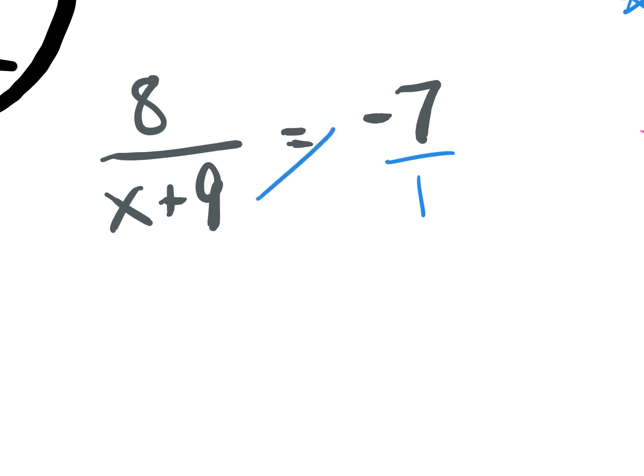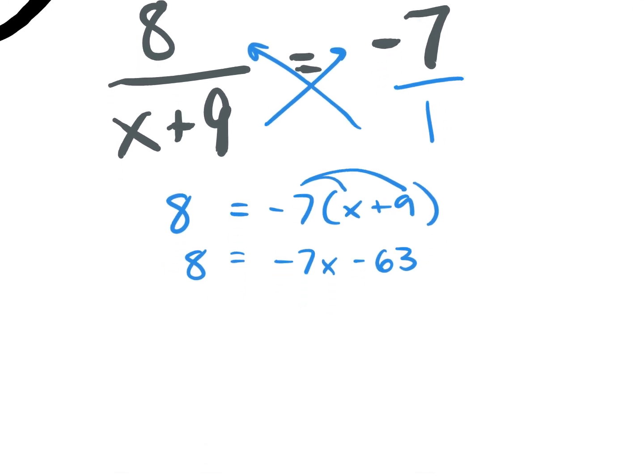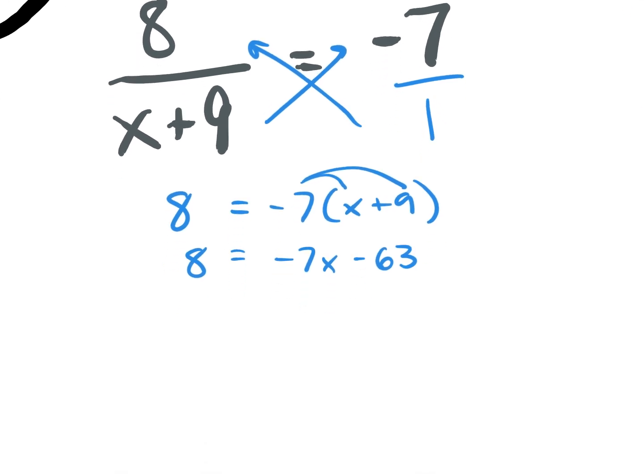Cross multiply, thank you. So it's a lot easier when it's just a fraction equals a fraction. You could do the same process, but it's essentially just cross multiplying. So we have 8 is equal to negative 7 times x plus 9. I'm going to distribute the negative 7, so we get negative 7x minus 63 is equal to 8. What would we do next?